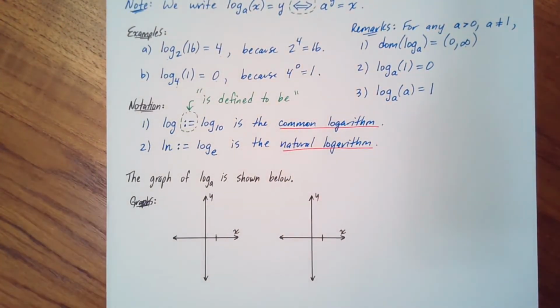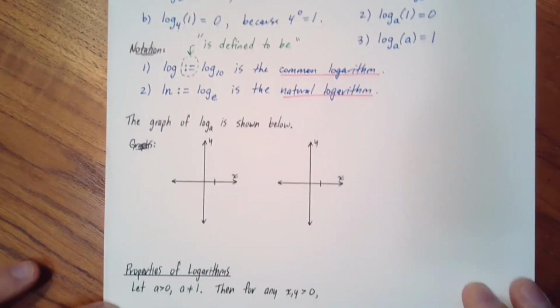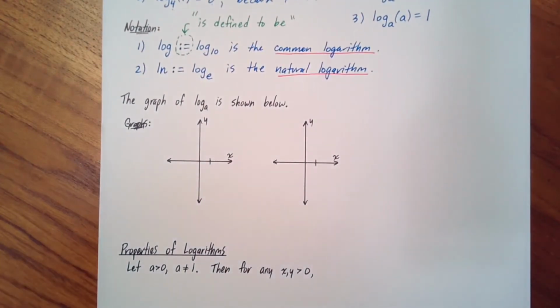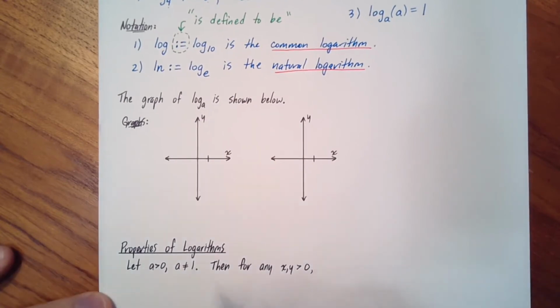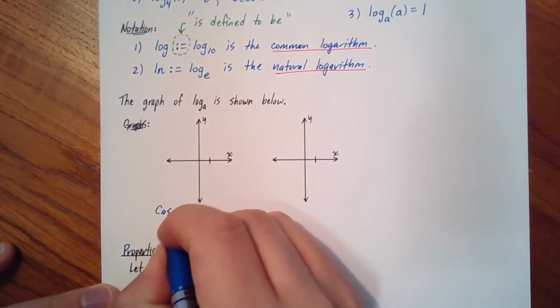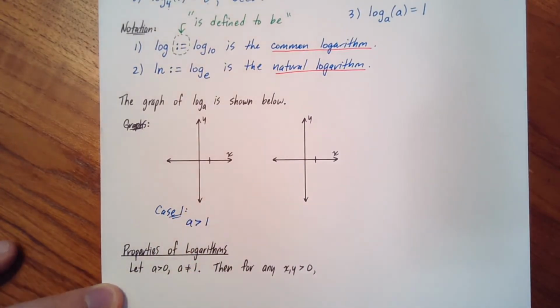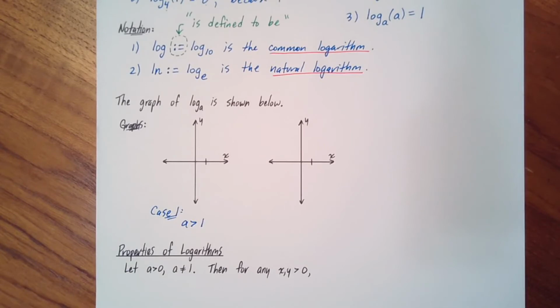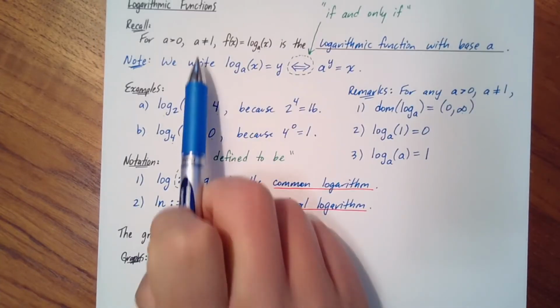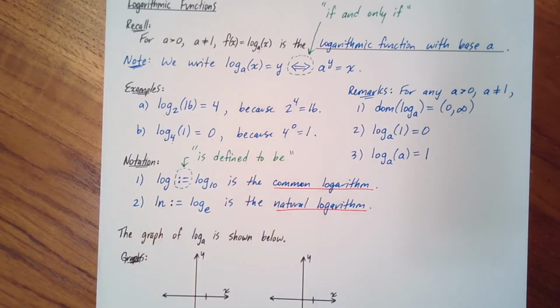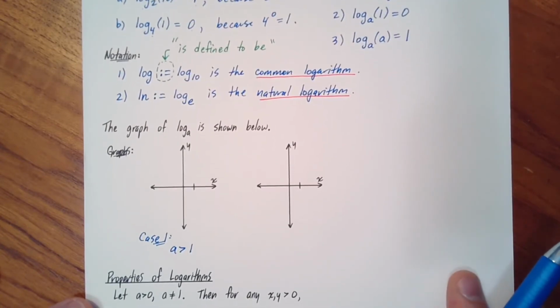Okay, what about the graphs? We did graphs for exponential functions. We can talk about the graphs of logarithmic functions as well. And again, we're going to consider two different cases. The first case will be when a is greater than 1, and the other case is just going to be when a is less than 1. We don't have a third case where a is equal to 1 because we've actually ruled that out this time. So that's why we only have two pictures here instead of three pictures like we did for the exponential function.